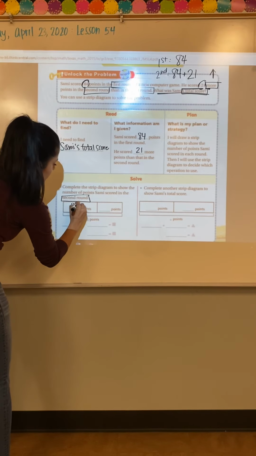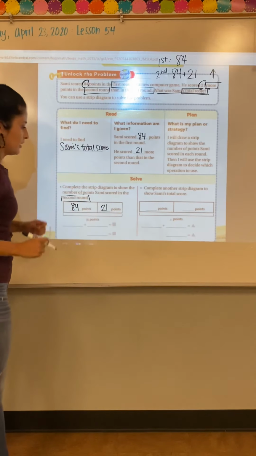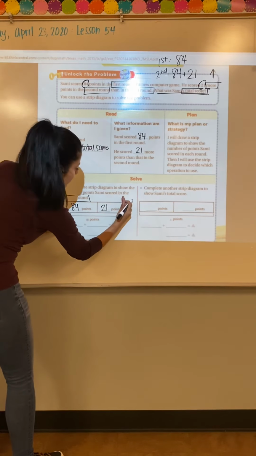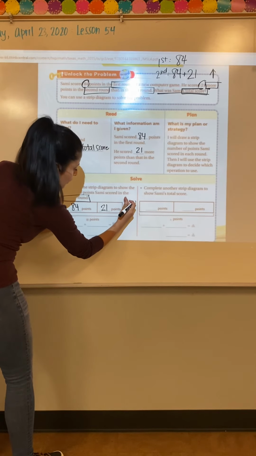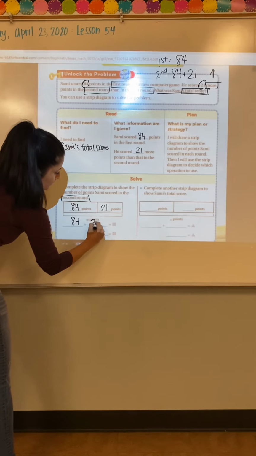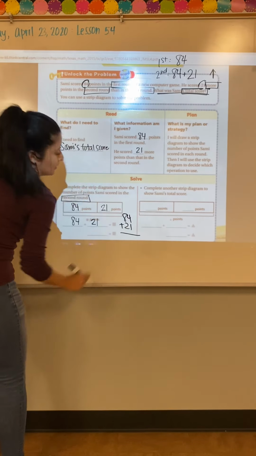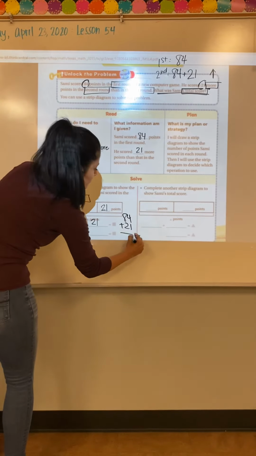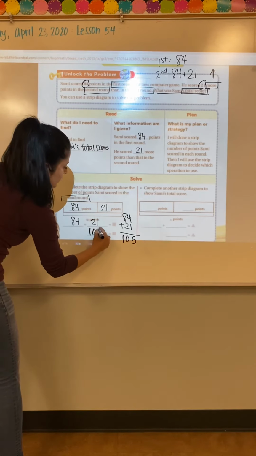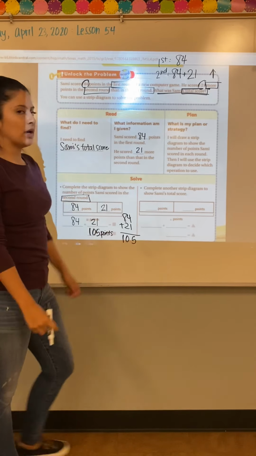84 points for the first round. We were given that clue of 21 more. Meaning, if I put this part together and this part together, I can combine them to find the whole. I can combine them to find the total. So we're going to use addition here. 84 plus 21. 4 plus 1 is 5. 8 plus 2 is 10. So 105 points.